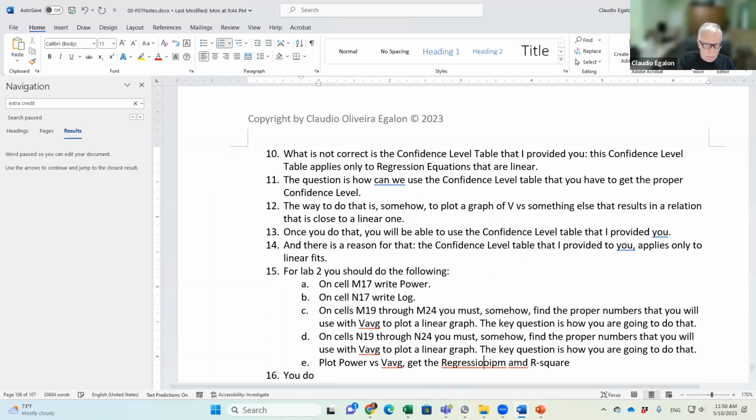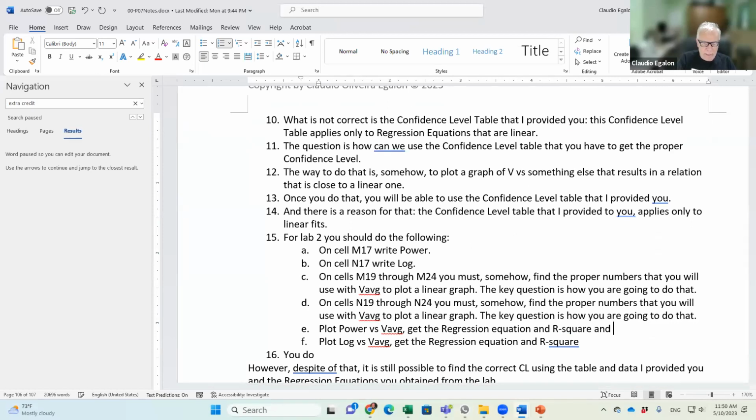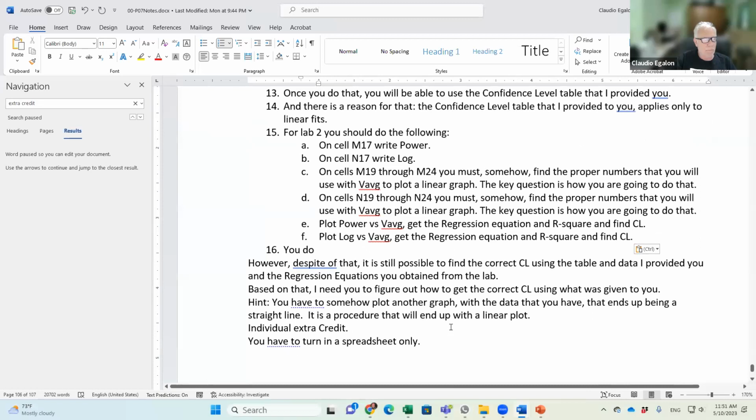Regression equation and R square. Two graphs: plot log versus average, get the regression equation and R square, and find CL, right? And find CL. Repeat. We still have time? Yeah, we still have time.